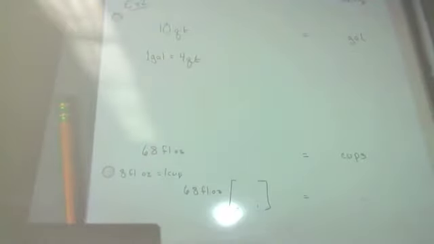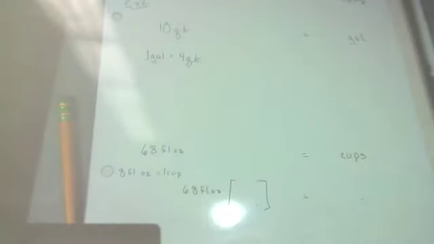If I want to convert 10 quarts into gallons, I need to find what's the relationship between quarts and gallons. The relationship between quarts and gallons is that 1 gallon is equal to 4 quarts.